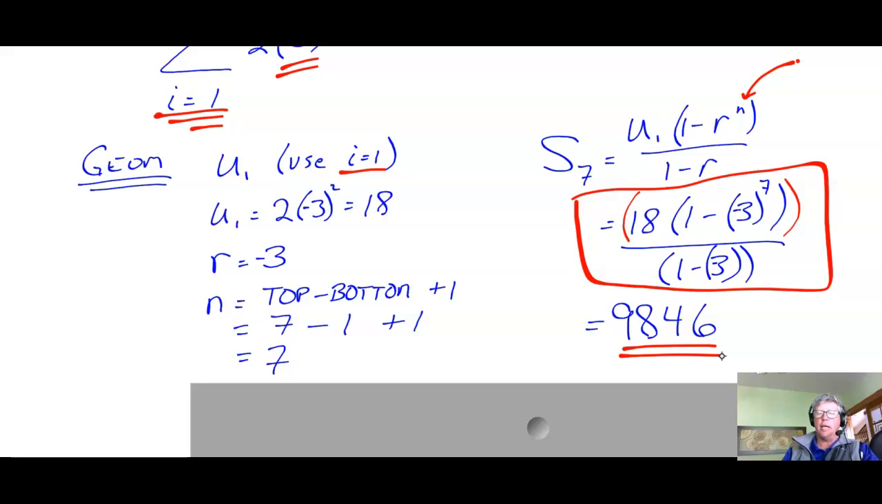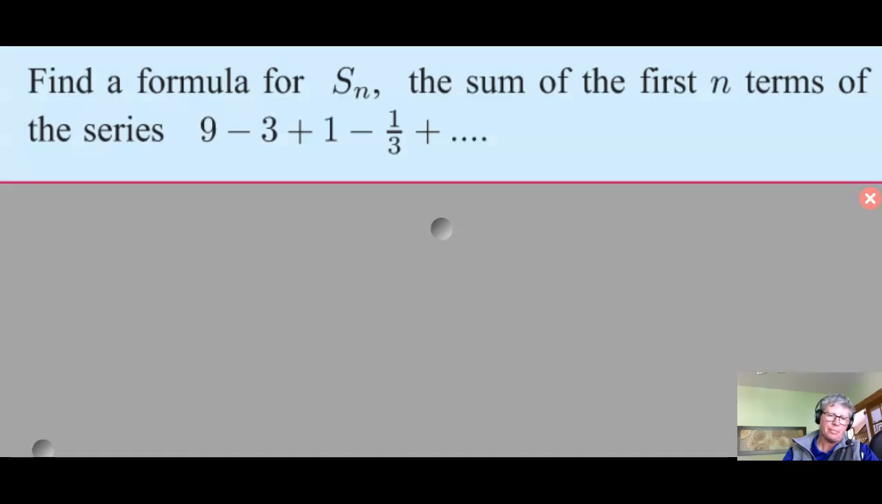Just plug that in and practice and get those parentheses right. Don't do one thing at a time. You're better than that. You can plug it all in.